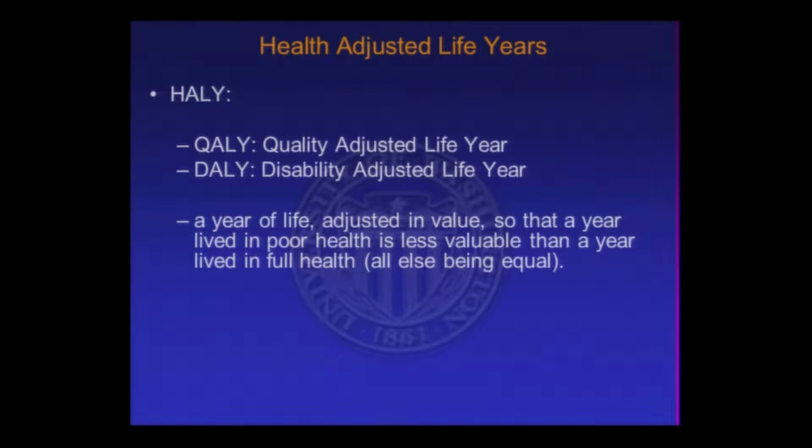What are health-adjusted life years? Well, there are really two main ones that are looked at, the QALY and the DALY. The QALY is the one that's used primarily to look at the benefit or lack thereof of a treatment. And the DALY, which is a disability-adjusted life year versus the quality-adjusted life year, is actually looked at more as an instrument to measure the burden of disease.